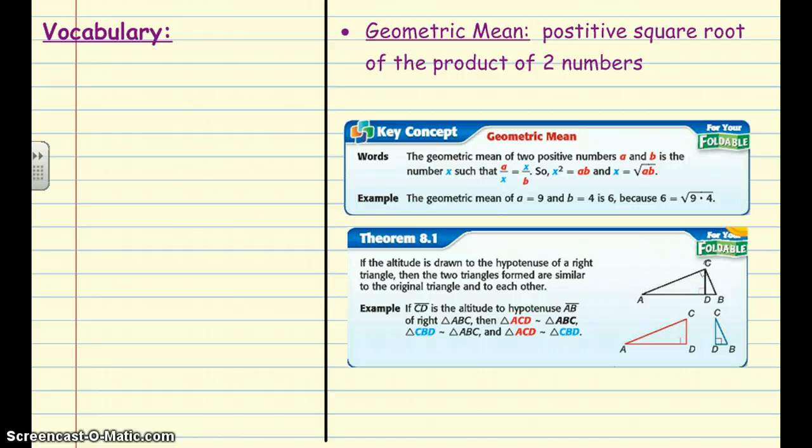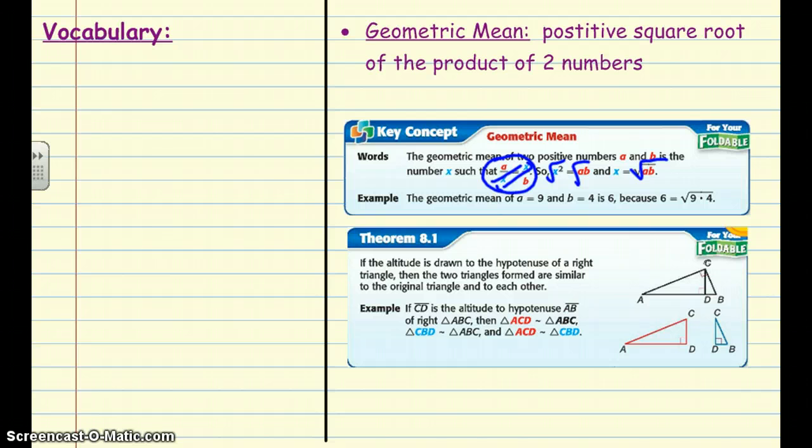So if you look at this key concept, the first thing that we can do is take a look at a proportion that we've created. And you could use cross products. X squared is equal to AB. So therefore, in order to solve for x, we're going to take the square root of both sides. Basically, the geometric mean says whatever this variable is that's in common between your two proportions, that's going to be equal to the square root of the other cross product.